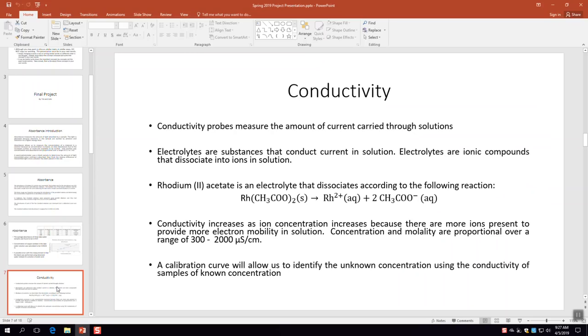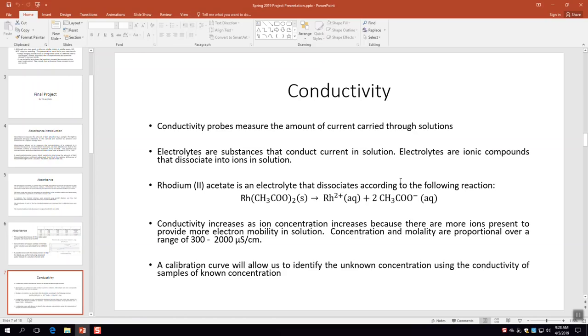In our case, we're using electrolytes, which are substances that conduct current in solution. Generally speaking, they are ionic compounds that dissociate into their ions in solution. So in this case, when we had our rhodium acetate, whose formula is given here, it dissolves in water into rhodium 2 plus and 2 acetate ions. So rhodium 2 acetate is an electrolyte because it's an ionic compound that in solution dissolves into ions, which are then able to conduct electricity in that solution.